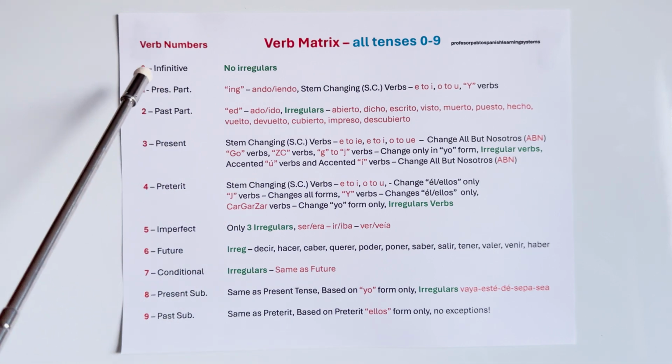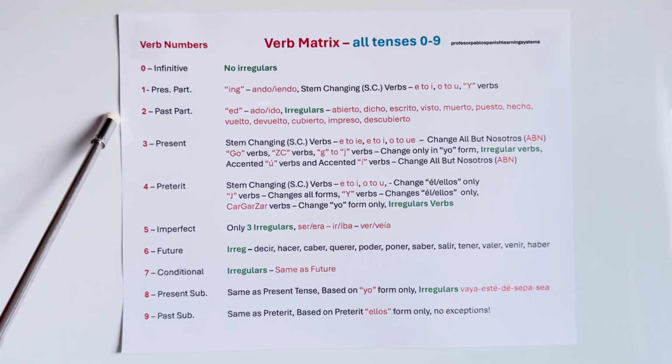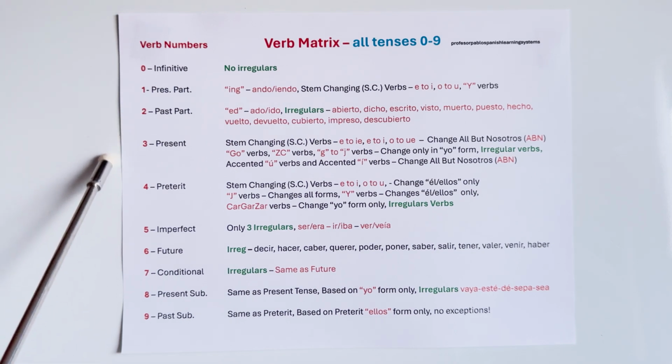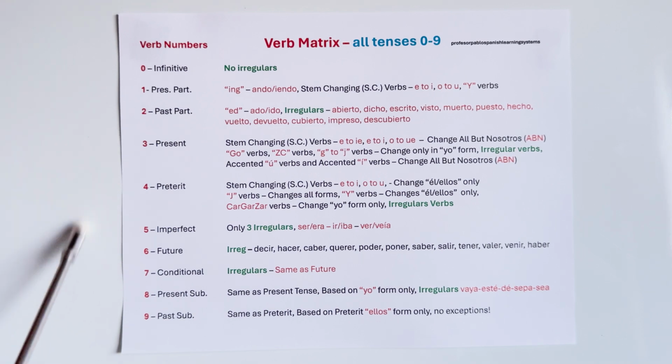It summarizes all the crazy things that go on in all the different tenses. We know the infinitive, 0. That is so very easy. We have the present participle, the ing, the past participle, the ed. Then we have the present tense. We have the preterite. We have the imperfect. We have the future, the conditional, present, and past subjunctive. Again, if you know present, you know present subjunctive. So those are off the board. That leaves 8 others. If you know the preterite, you know the past subjunctive. Now that takes 4 of the 10 off the board.